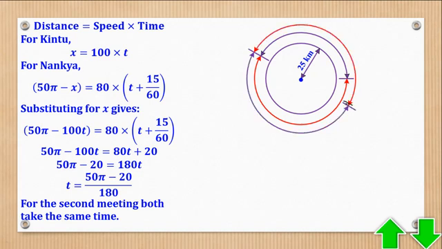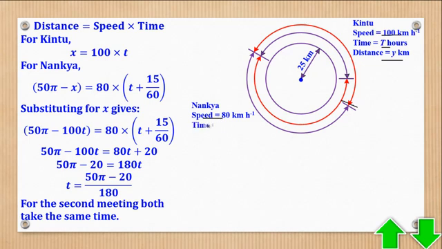I want you to realize something. You realize that they have taken the same time. Let me repeat it and you see it. It was like that, then they began moving at the same time and they meet at this point. So they have taken the same time. Therefore, for chain 2, the speed is that, the time is that, and the distance, let it be y. For Nancha, the speed is that, time is that, and the distance will be the balance.